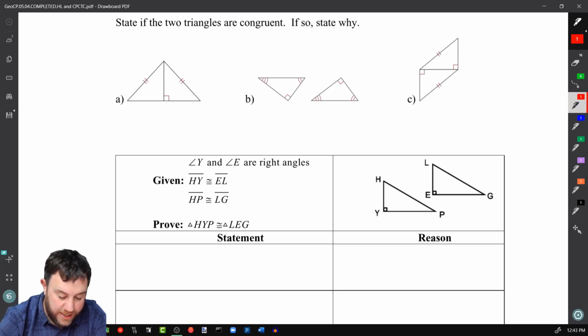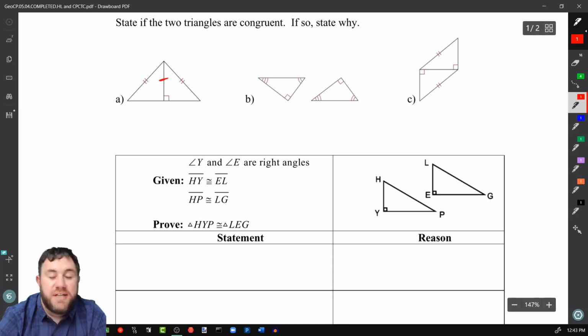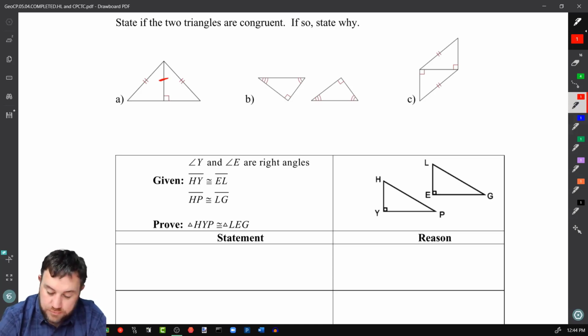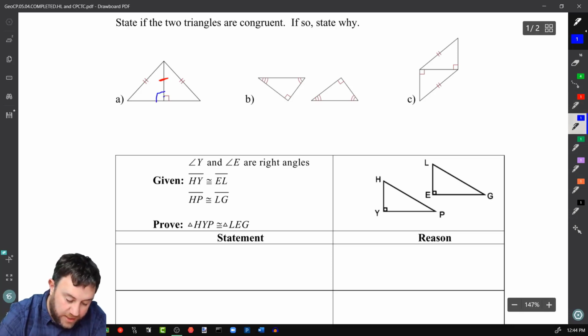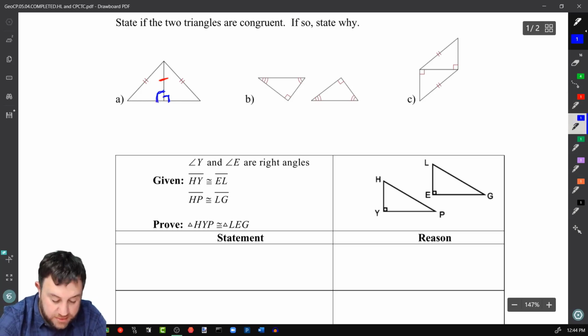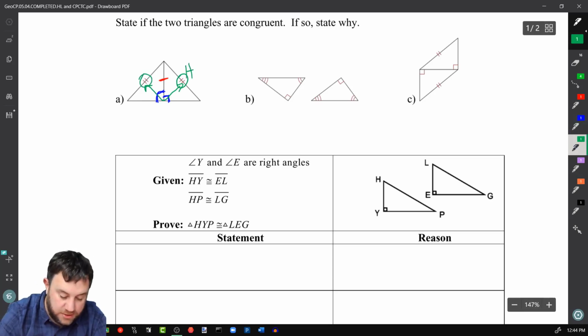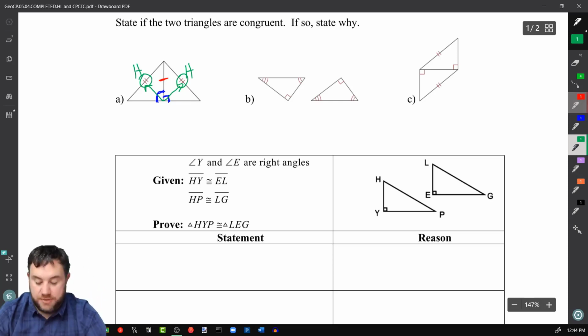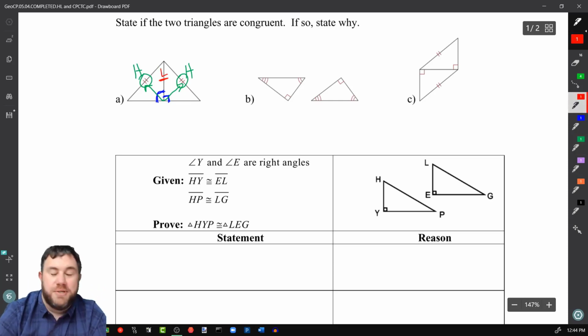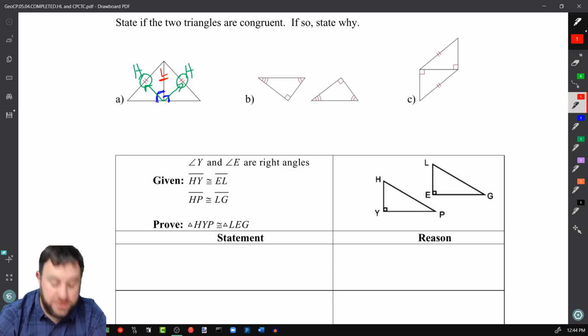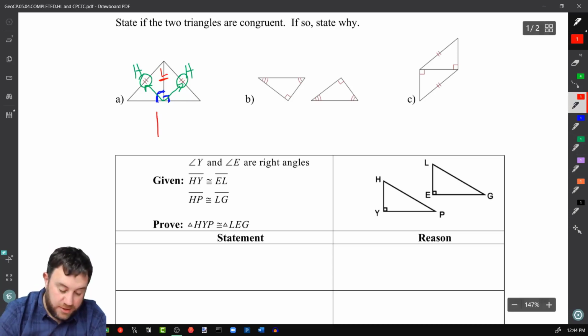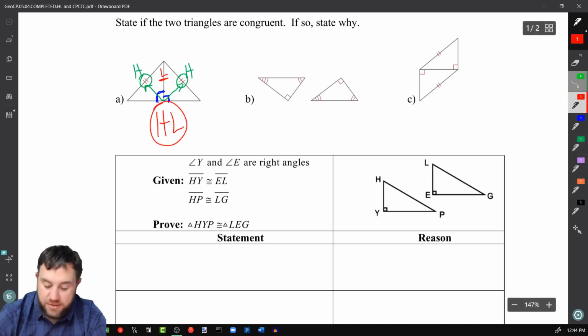For 1A, we see that they share a side. We know that they are right triangles because we've got that perpendicular box. And since they're right triangles, okay, the sides with the two congruent marks, those are hypotenuses. So I'm just going to label both of those H's. The side that they share is a leg. So yes, we can use hypotenuse leg theorem there.